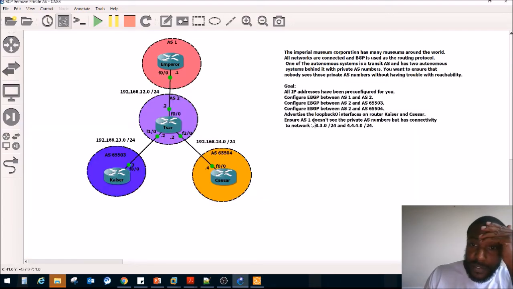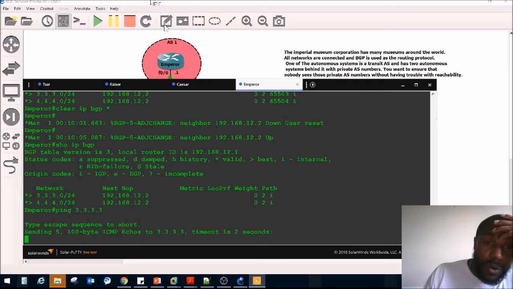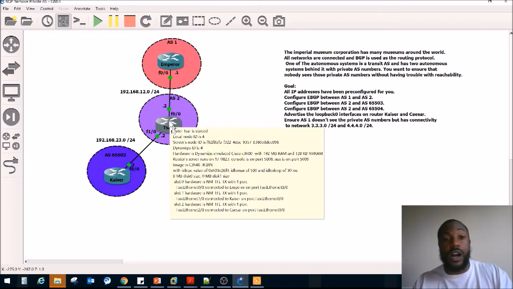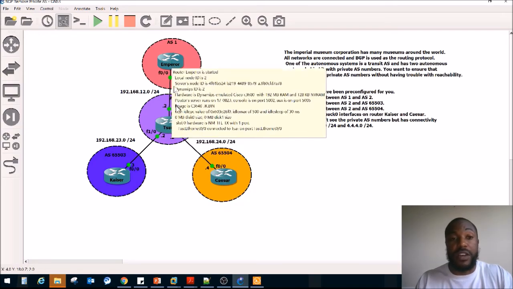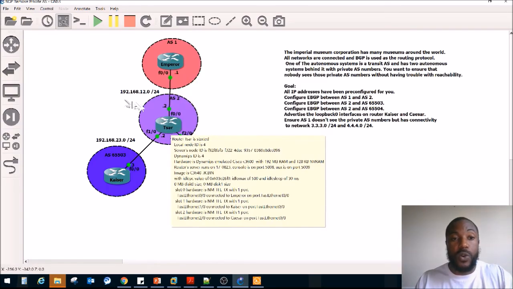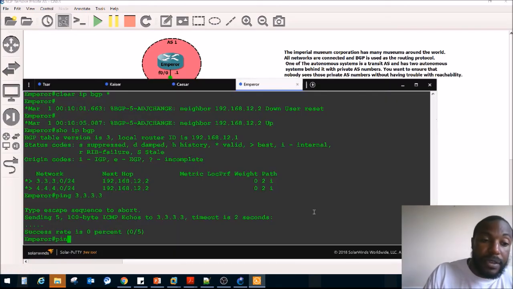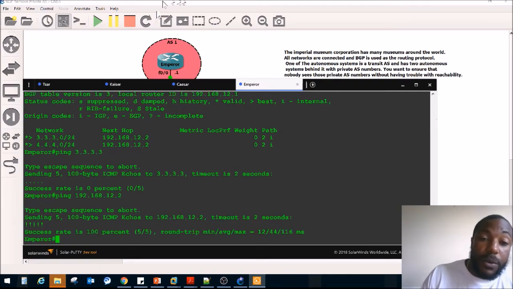But notice it says here, we still need to have connectivity to the 3 network and the 4 network. Do we? Let's see. Ping 3.3.3.3. Okay, we don't. Well, let's see. Can we ping our neighbor here, ZAR? He's 12.2, right? Can he ping this guy who is 192.168.12.2? I'm sure he can. Ping 192.168.12.2. And yeah, we got a reply.